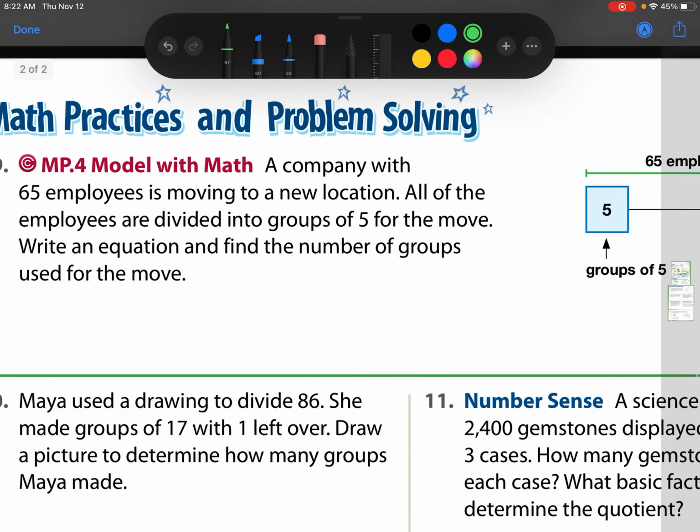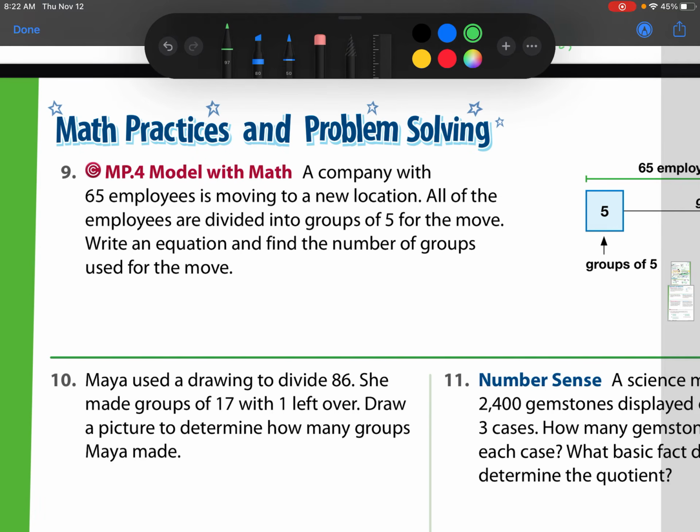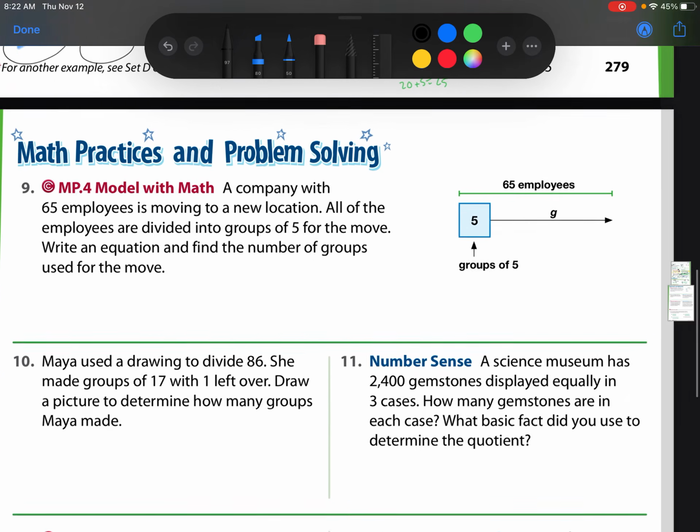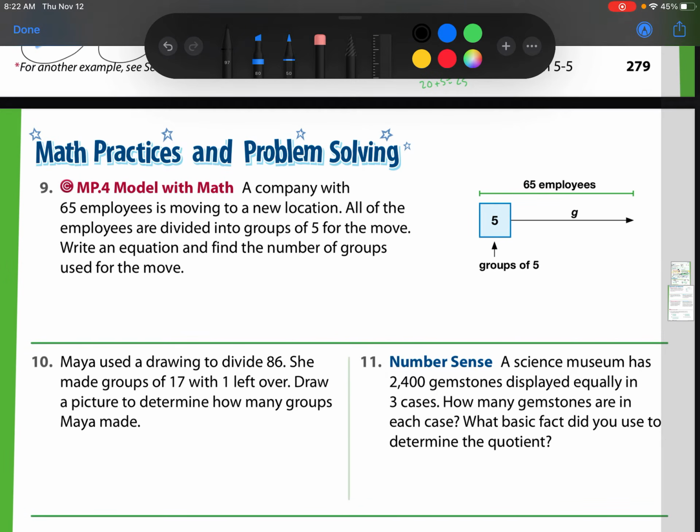Let's head on to our word problems now. So a little bit harder, but we can do it with our pictures, with our models. So we have number 9. A company with 65 employees is moving to a new location. All the employees are divided into groups of 5 for the move.